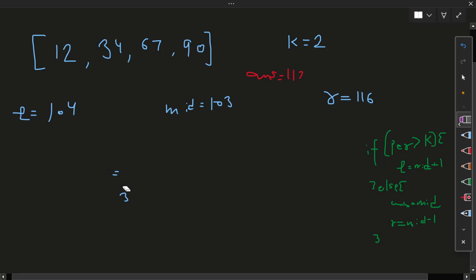Now let's do one more iteration. We got 104 plus 116 divided by 2 is equal to 110.